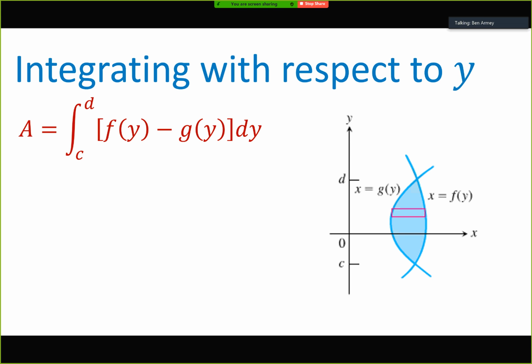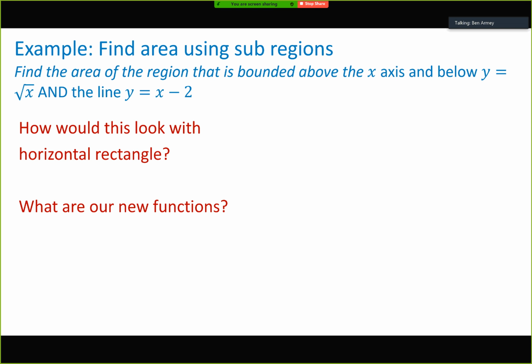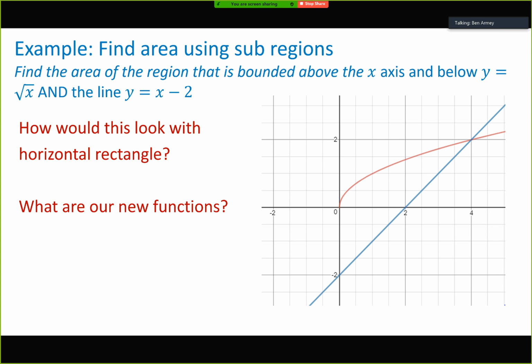Okay, so I understand how our thinking is adjusted here. So let's look at the same problem. This is the exact same one we just did a second ago. We know the answer is 10/3. Same shape going on. This is our line y equals x minus 2. This is our line y equals square root of x. But now we're going to think of it as horizontal rectangles, and we're adding up horizontal rectangles vertically.